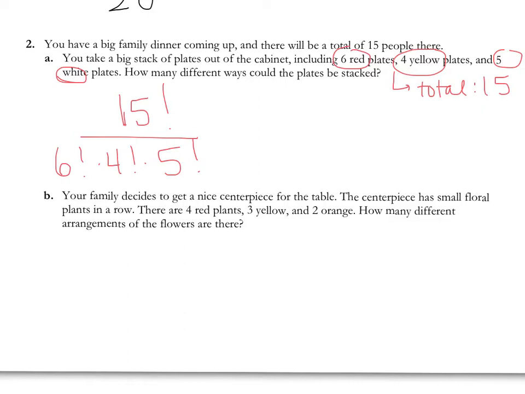Now again, when you put this into your calculator, you want to type in the 15 factorial divided by, and then this part in parentheses in the bottom. So let's see what we get by doing that. So we get 630,630.